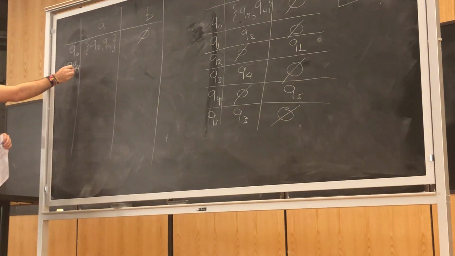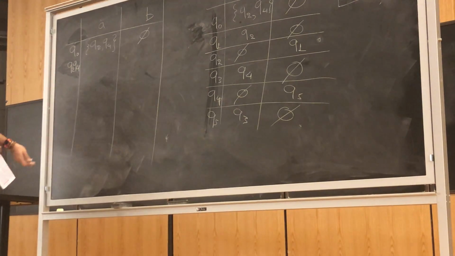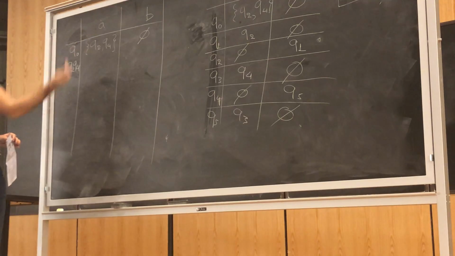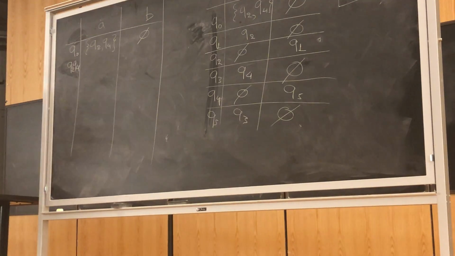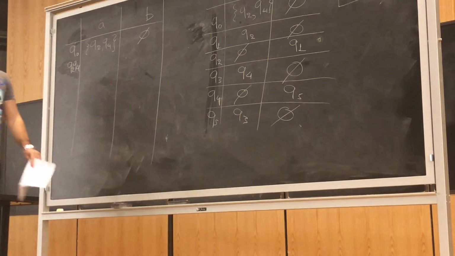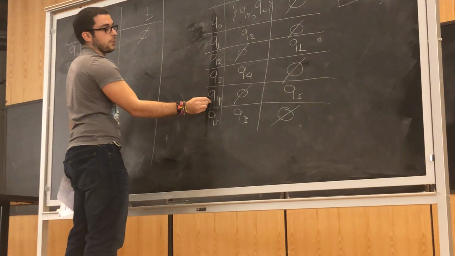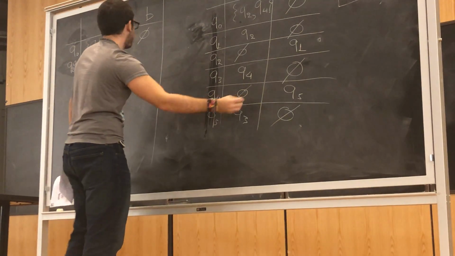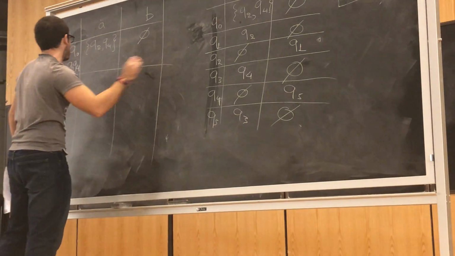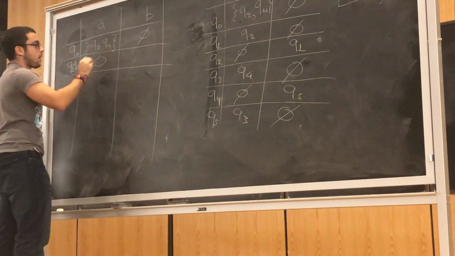So, Q2, Q4. With an input of A. This is what I have. Where could I go? I erased the NFA. So, from Q2, where can I go with an input of A? You could see this here. From Q2 with an input of A, empty. From Q4 with an input of A, empty. So, the whole possible state is the empty state.